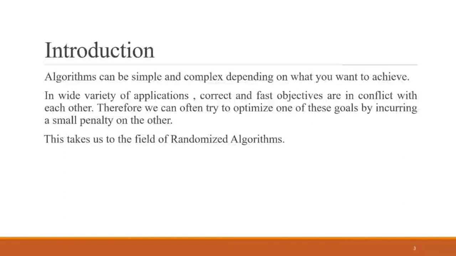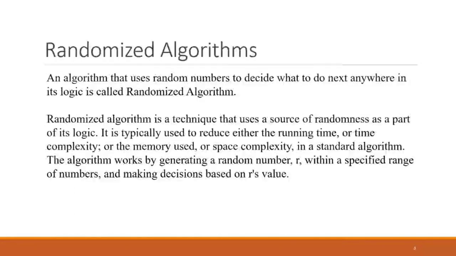In a wide variety of applications, correct and fast objectives are in conflict. It is really difficult to get a correct and fast output. We always need an efficient output. To get an efficient output, we often try to optimize one of these goals by incurring a small penalty on the other. That is, by making some changes, we will get an efficient and correct output. This takes us to the field of randomized algorithms.